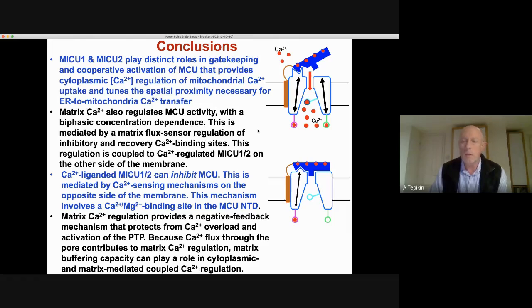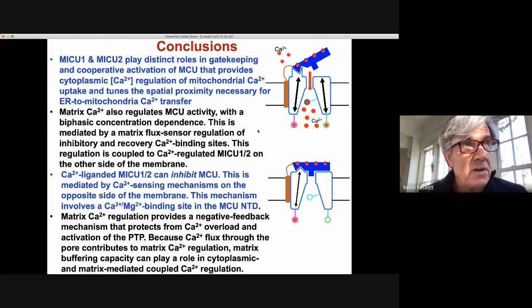Okay, thank you. So the next question is from Mohamed Trebak. He's asking how magnesium enters the matrix. Yeah, well, I think Muniswamy Madesh just had a publication about this, but it's been known for a while that there's a magnesium selective ion channel. I think it's MRS2. It's magnesium selective.